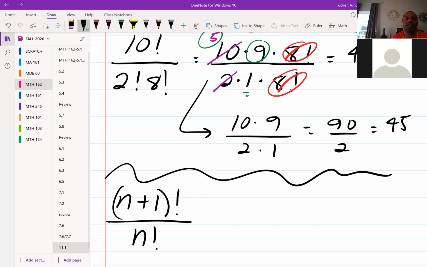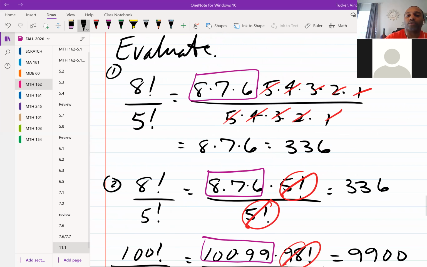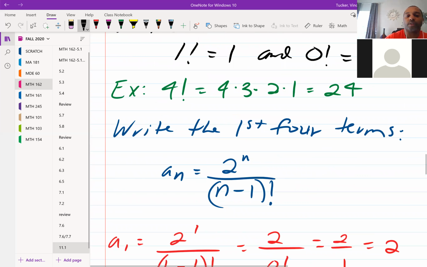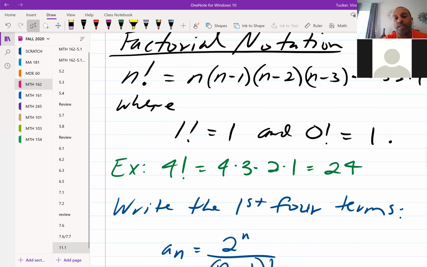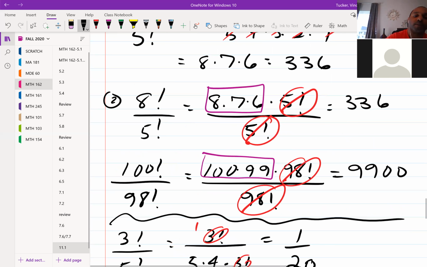All right. So the next one, you have to think generally, because they don't give you numbers. They give you n plus 1 factorial over n factorial. So let's go back to how the factorial is set up generally. Notice you start off with n and then you subtract 1, so it's n minus 1. They subtract another 1, that's n minus 2. Subtract 1 again, n minus 3. So then it'll be n minus 4, n minus 5, all the way down to 3, 2, 1. Right? So that's what's happening here as well.